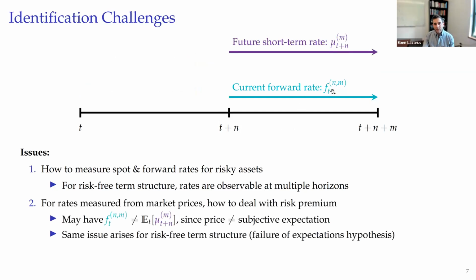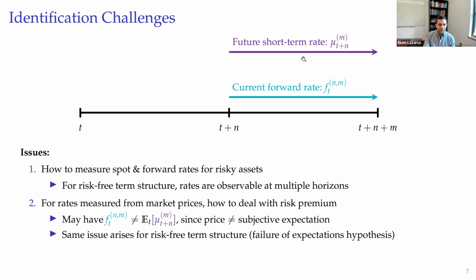If I circumvent that challenge in some way and back out a forward return expectation, then I'm going to compare it with future realized short-term return expectation. And I want to call the difference a forecast error. Now, again, I think it's useful to think through the analogy to the term structure of risk-free rates here.